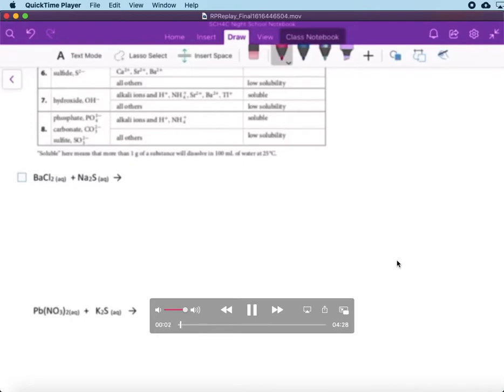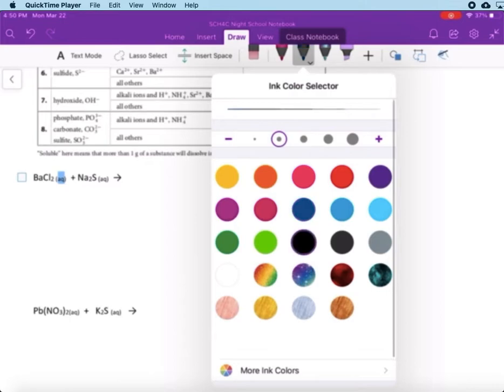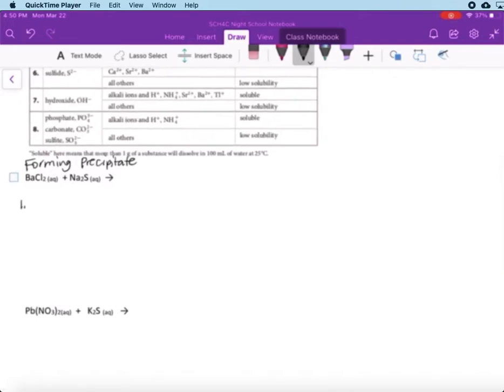through predicting products in a double displacement reaction. So we're going to look at two examples. The first one, we have barium chloride and sodium sulfide. So we're going to see if we form a precipitate. Our first step is to write out all of the ions that we have.